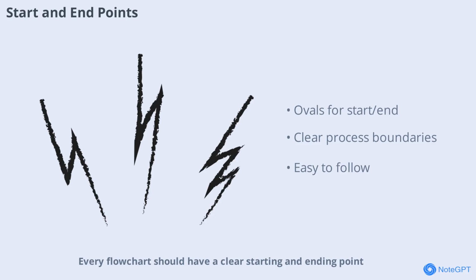Every flowchart should have a clear starting and ending point. These are usually shown with ovals labeled start and end. This helps readers know where the process begins and when it's complete. Without clear start and end points, a flowchart can be confusing and hard to follow.